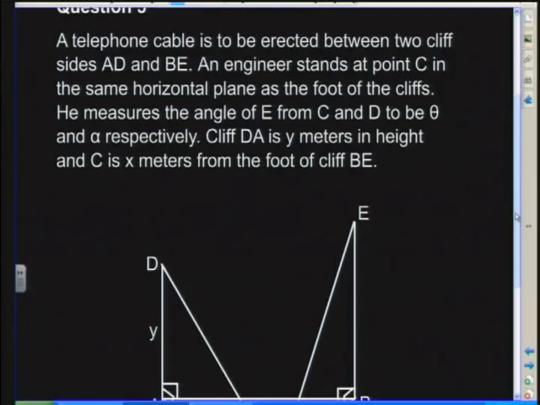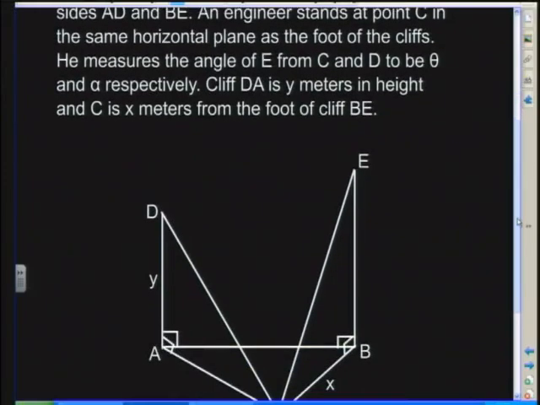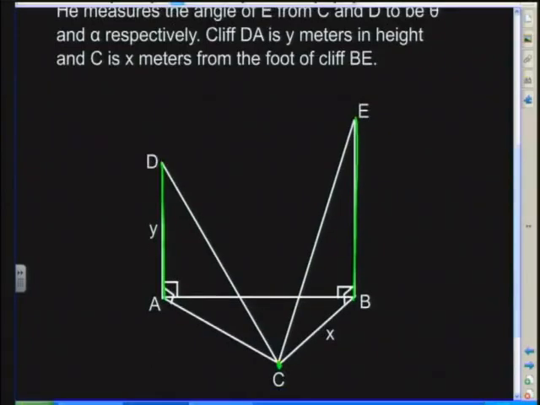We've got a telephone cable to be erected between two cliff sides, and we've got these two sides over here, which is AD, and I've got EB. An engineer stands at point C. Point C is down below over here, and that's where they are. What they're saying is that he measures the angles of E from C and D to be theta and alpha respectively. So the angle of E from C is that angle over there, and they said that would be theta.